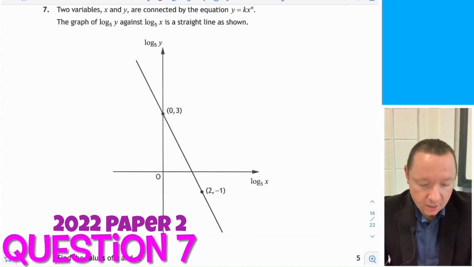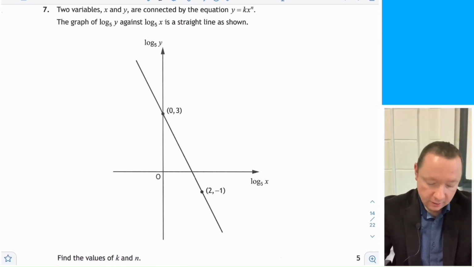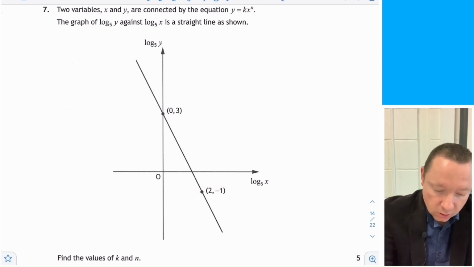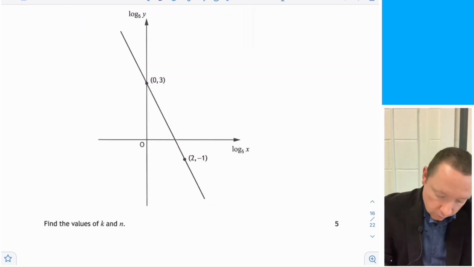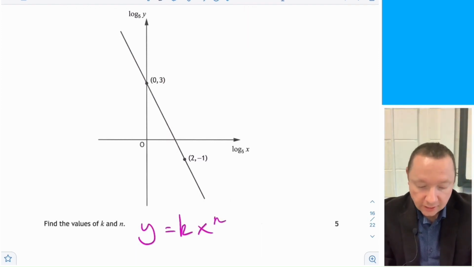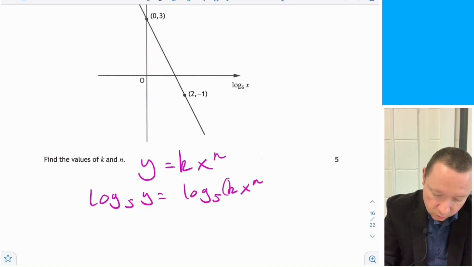And we're done there. Question 7 says two variables x and y are connected by the equation y equals kx to the n. The graph of log base 5 y and log base 5 x is shown as a straight line. Calculate the values of k and n, and we're obviously given 2 points. So let's start this question. So we've got y equals kx to the n, and we've got the log base 5, so we can log both sides with base 5.